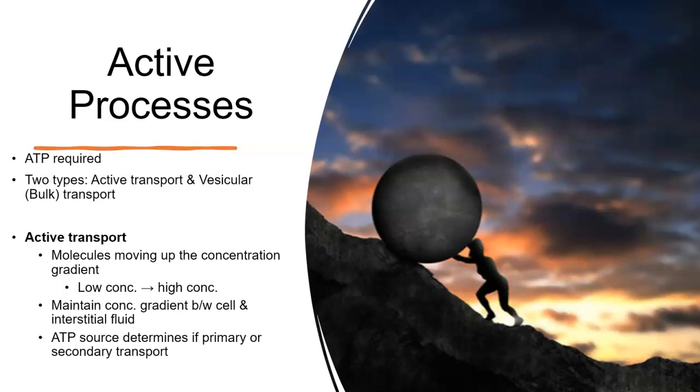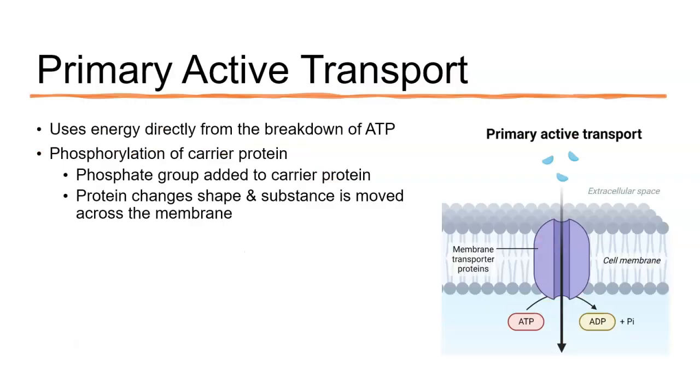Okay? The other thing is we're moving things against the concentration gradient from where there's less to where there's already more. So we have two types of active transport. They're called primary and secondary active transport. And what determines which it is the source of the ATP. Primary active transport uses energy directly from breaking down ATP.